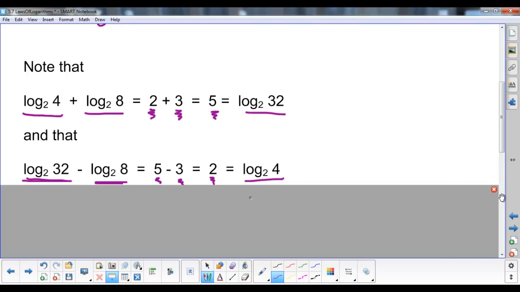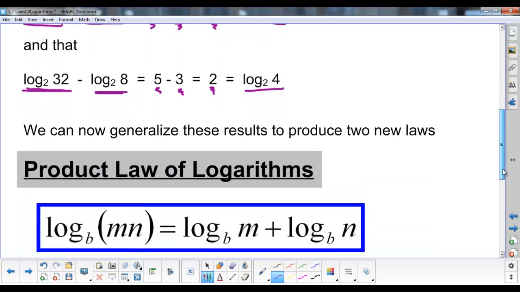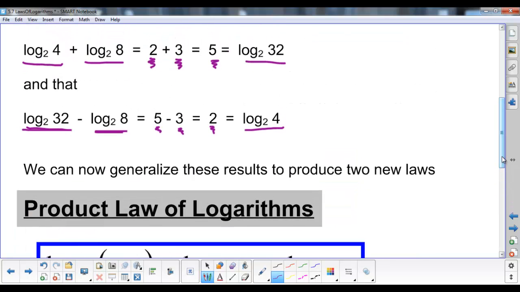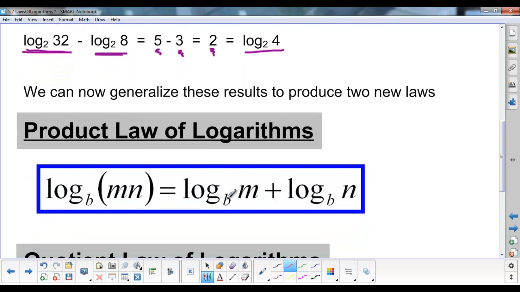So if we generalize these results, we can come up with the product law of logarithms and the quotient law. What we're noticing in both of these cases is that when all the bases are the same and we're adding the logarithms together, notice that we have a 4 and an 8 as our arguments, and when we multiply those two things together, we get 32. So that's where the product law comes into play. When you're adding two logarithms together with the same base, you can multiply the arguments together to give you log of m times n with that same base b.